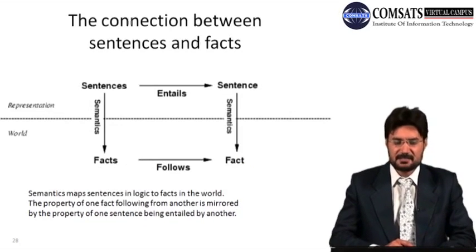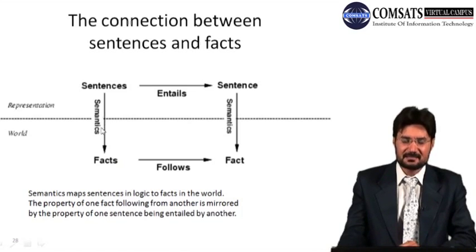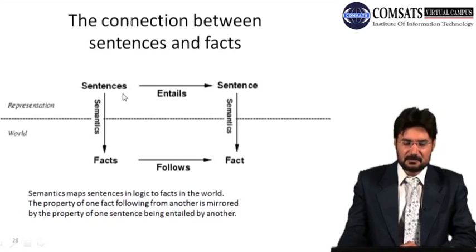The connection between sentences and facts: how will we connect it? If we go graphically to understand it, we have sentences and then we have some facts. To reach these facts we need semantics, this understanding. And there is a world, so we take sentences which represent the world, and then we understand it and we keep this understanding as a fact.